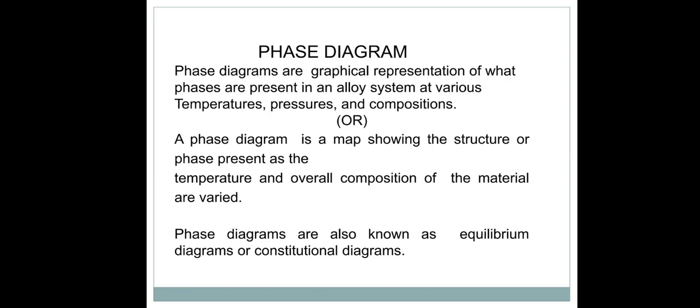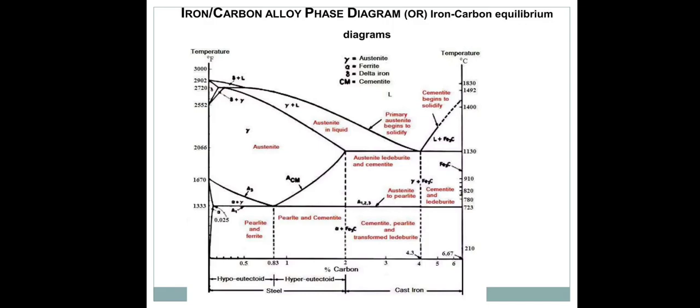Before we see the iron carbon system, we have to know the phase diagrams. Phase diagrams are graphical representations of what phases are present in an alloy system at various temperature, pressure and composition. In other terms, a phase diagram is a map showing the structure or phase present as the temperature and overall composition of the materials are varied. Phase diagrams are also known as equilibrium diagrams or constitutional diagrams.